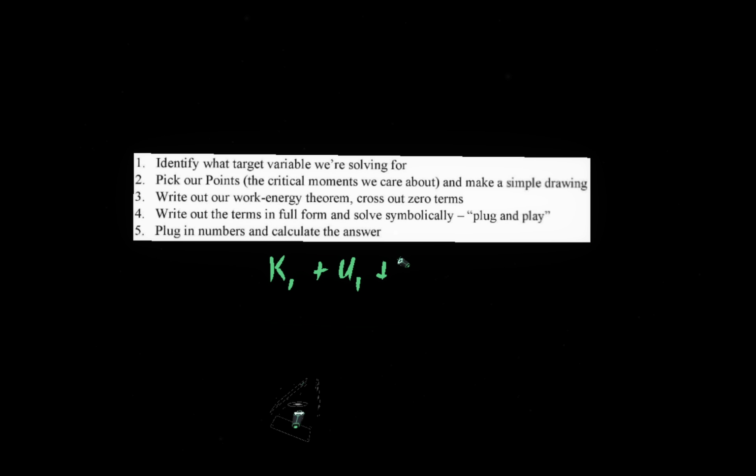For any type of problem in this section, this is what you want to do. So first, as always, identify what target variable you're solving for. Then you're going to pick your points. This is where it starts to differ from previous, right? So we've been talking about K1 plus U1 plus work other equals K2 plus U2, right?